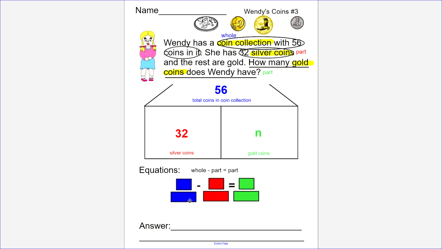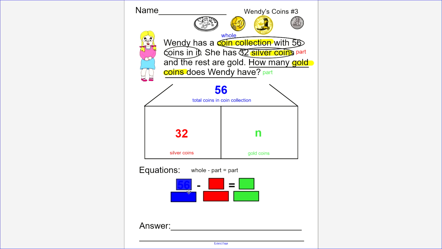We're going to write our equation together using both numbers and labels so that we are really thinking about what each number means. We're going to start with the whole because we're writing a subtraction equation, a whole minus part equals part equation. Look at the bar diagram. What is the number for the whole?